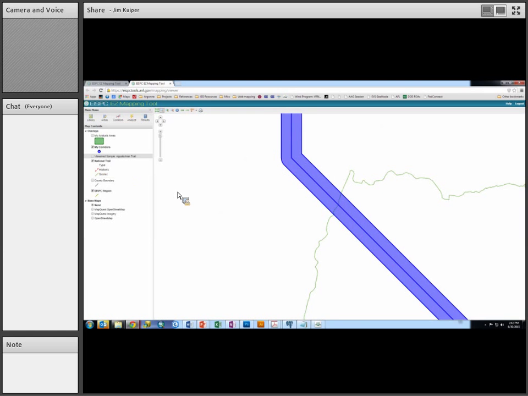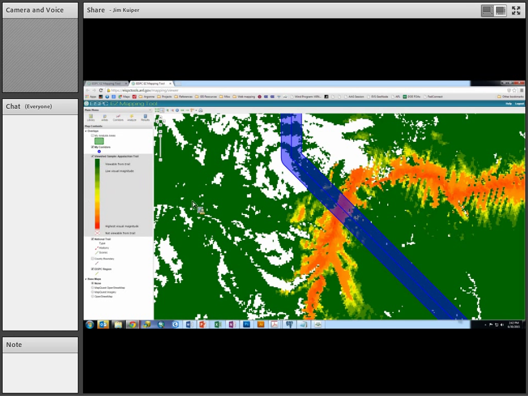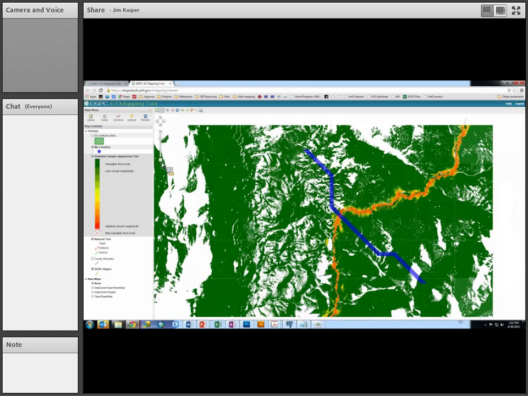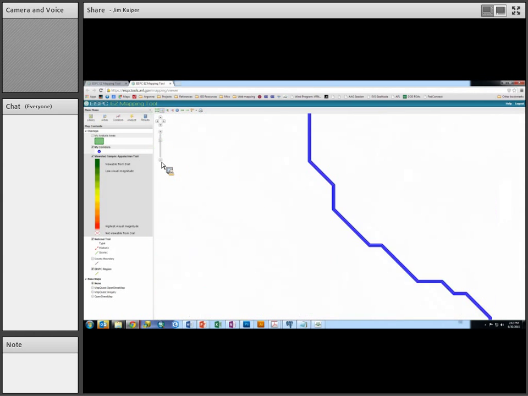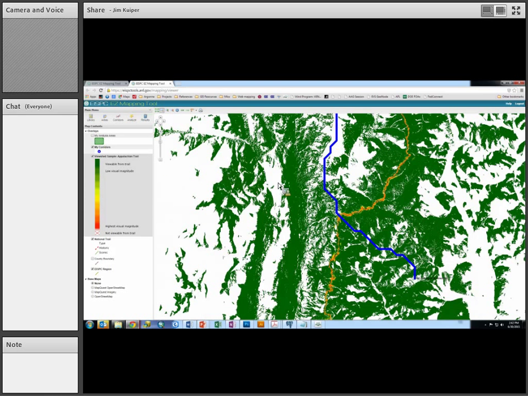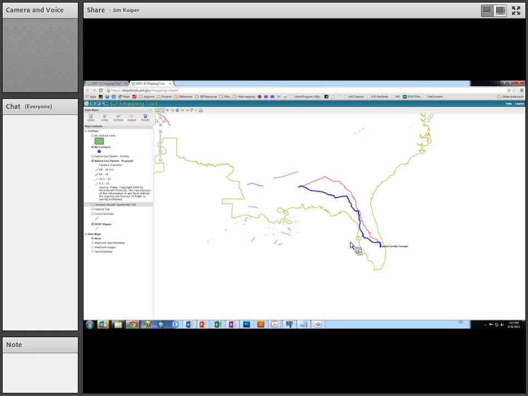But the point is, it's crossing the trail almost perpendicular, and it's crossing it at a place of lower visual intensity. And in general, it's sited it in an area up here where there's no added cost for being visible from the trail. That's generally the process of generating corridors with the tool.